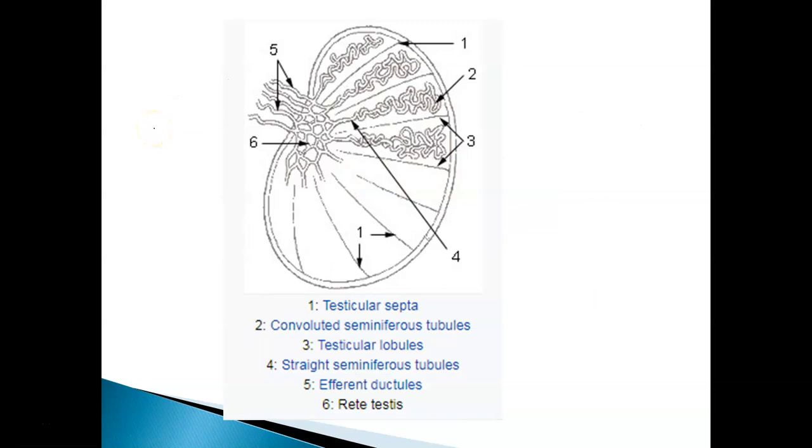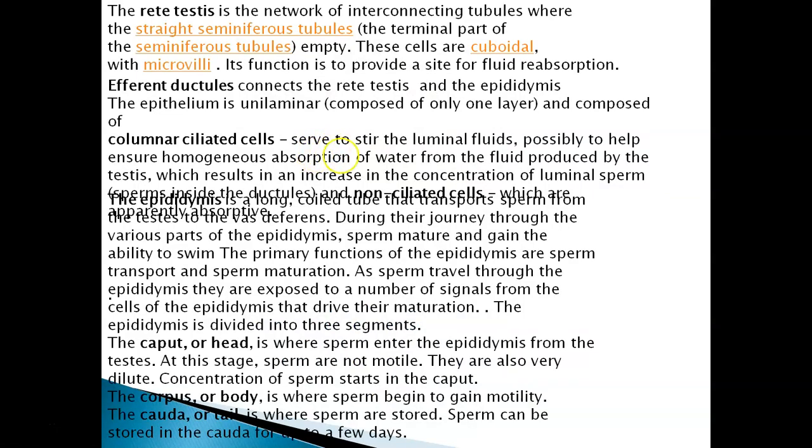Now this is a diagram, and again the labeling. So the first was testicular septa, then seminiferous tubules, then testicular lobules, straight seminiferous tubules, then the vas efferentia, and then the rete testis. Now here the functions of different parts: the epididymis is a long coiled tube that transports sperm from testis to the vas deferens.